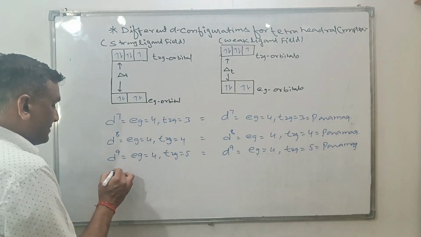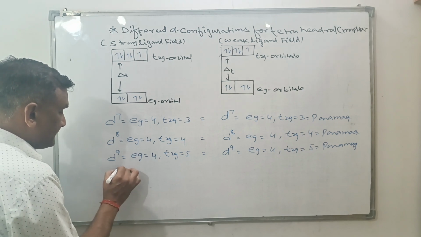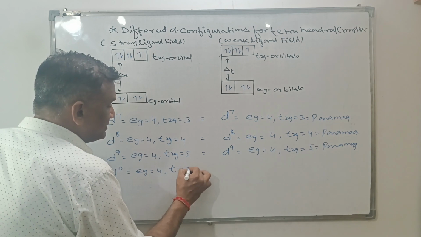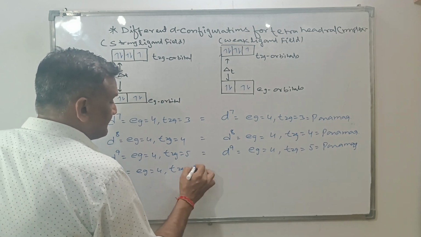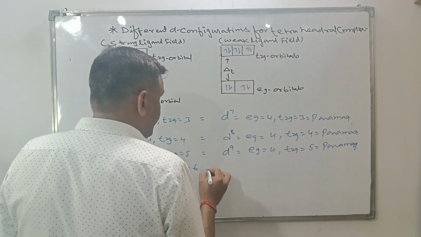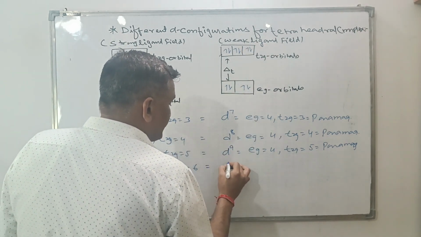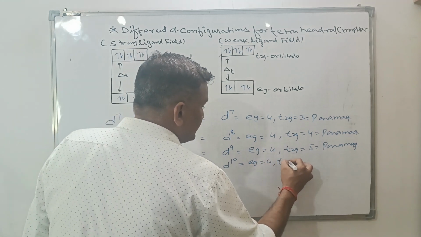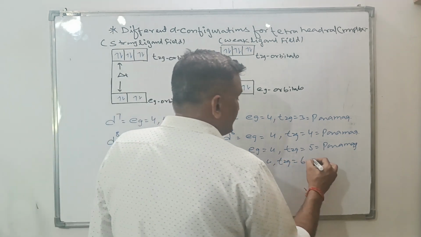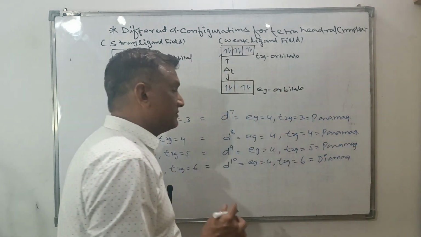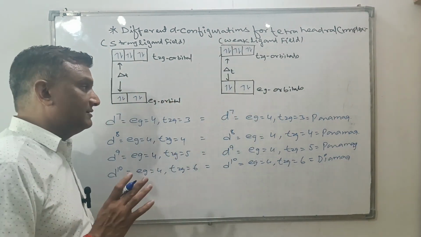Now the time to discuss the d10 configuration. Eg is equal to 4 and t2g is equal to 5, 6. This is the 6th electron, all are paired, and the 6th electron, all are paired. So d10, eg is equal to 4 and t2g is equal to 6. Both are diamagnetic because all the electrons are paired.